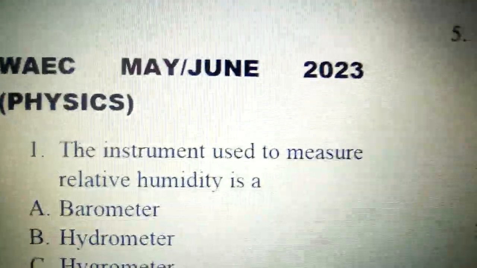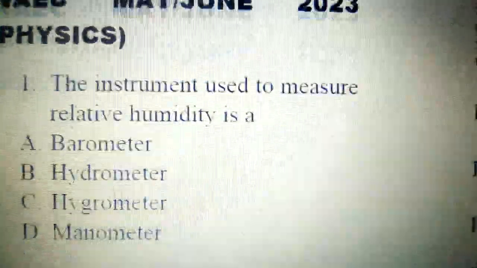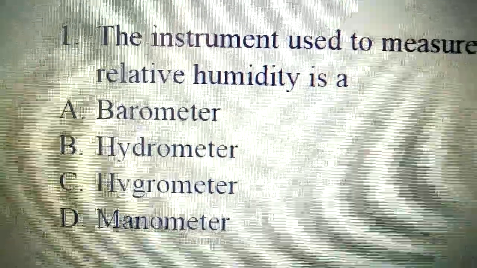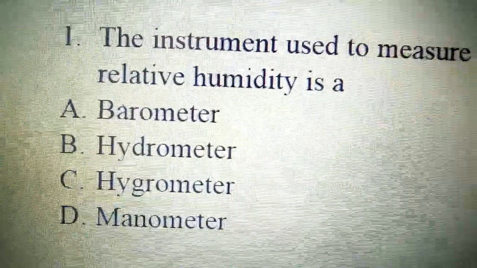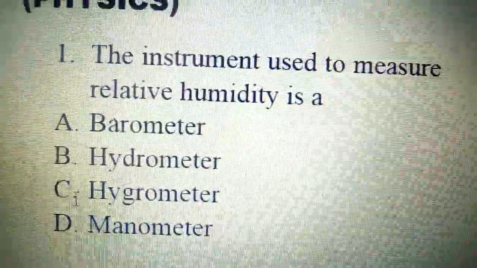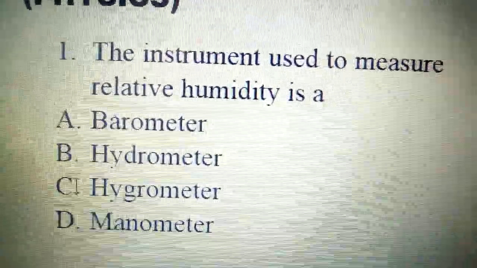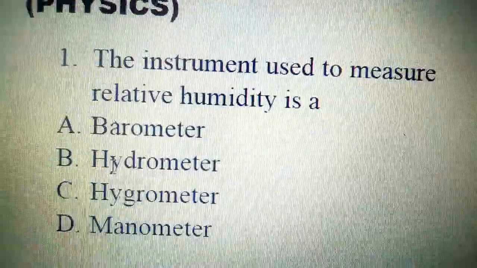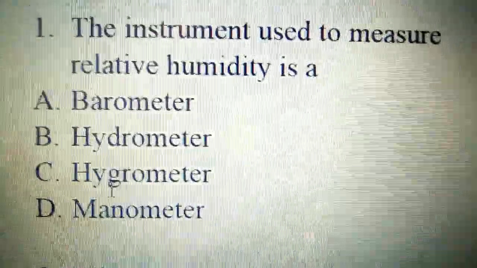The first question says, the instrument used to measure relative humidity is option A, barometer, option B, hydrometer, option C, hygrometer, option D, manometer. The answer to the question is option C. The hygrometer measures relative humidity. The barometer measures atmospheric pressure. The hydrometer measures relative density. The manometer measures gas pressure. So the answer is C, hygrometer.